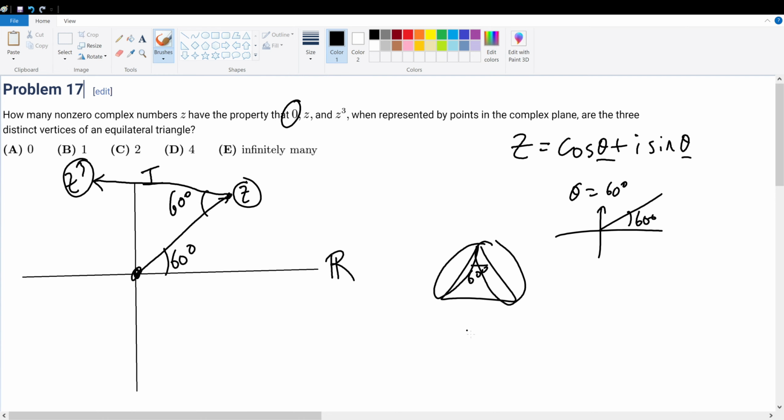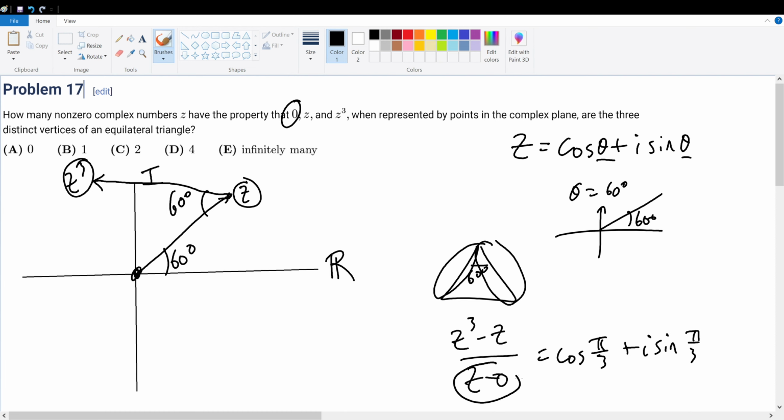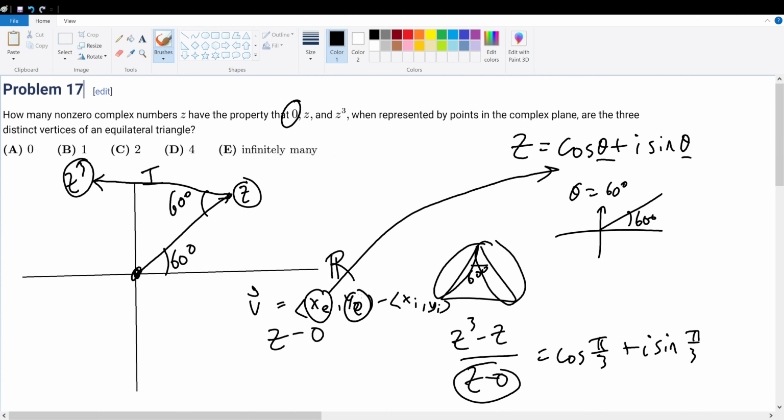So if I were to have this understanding, then that means that the vector z minus 0 with the vector z to the third minus z has to equal a cosine of pi over 3 rotation with respect to the origin. And the reason for this is very simple to explain. z minus 0 gives a vector, because a vector by definition is equal to the endpoint minus the initial point, right? But in the case of the complex, we just substitute x with cosine and y with i sine.